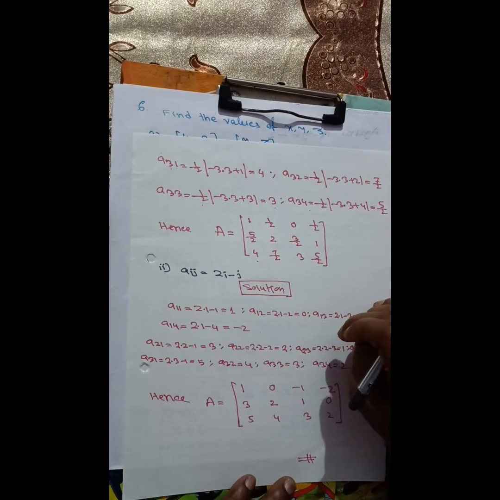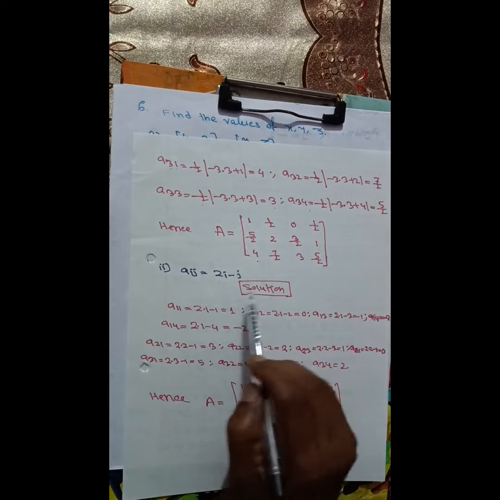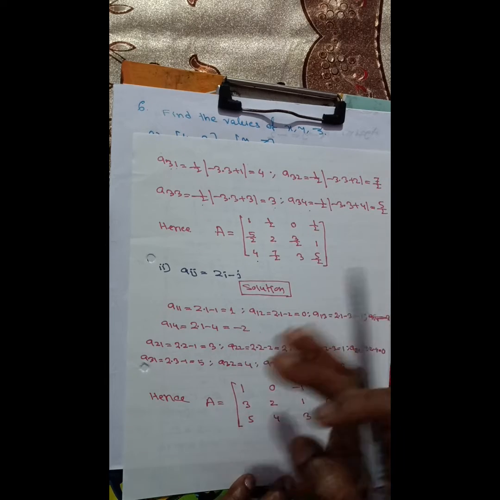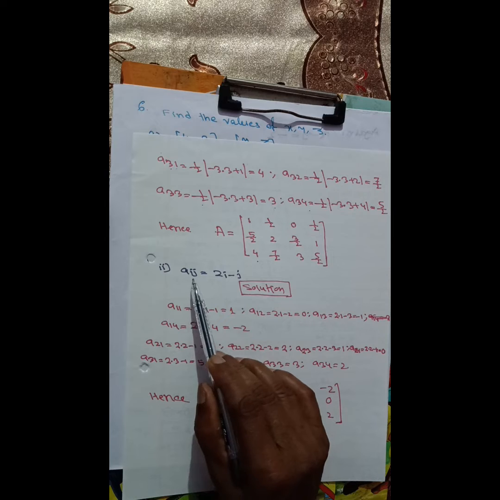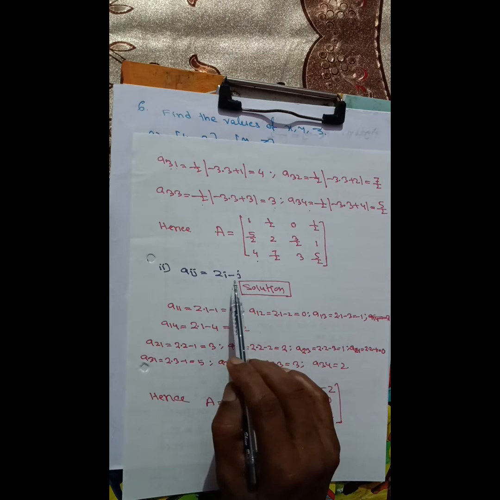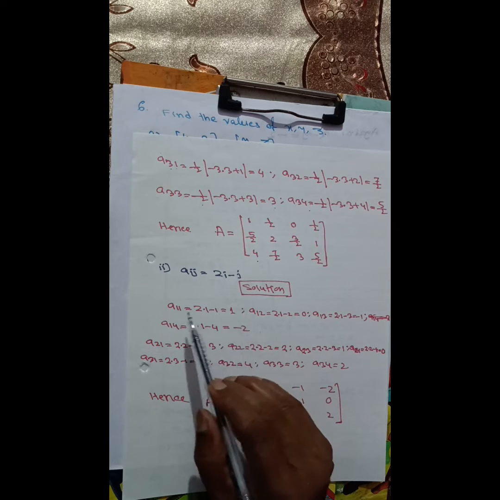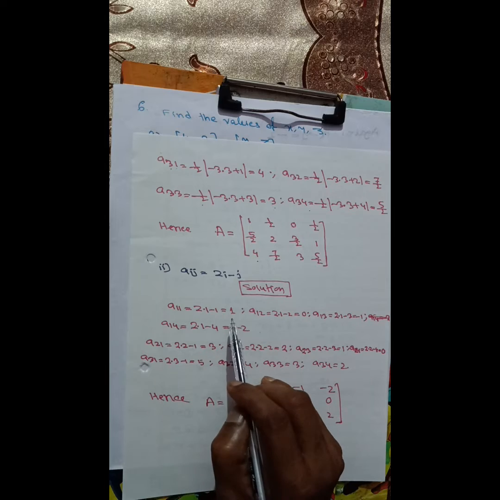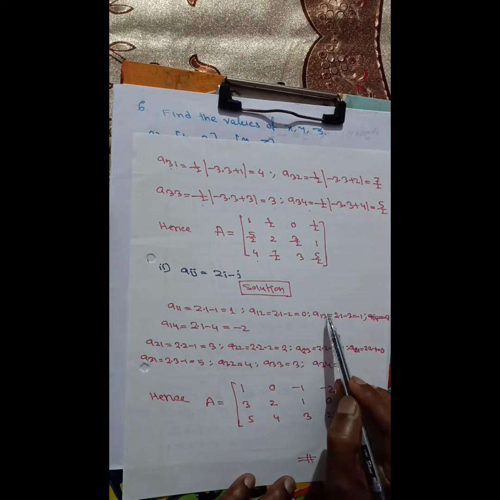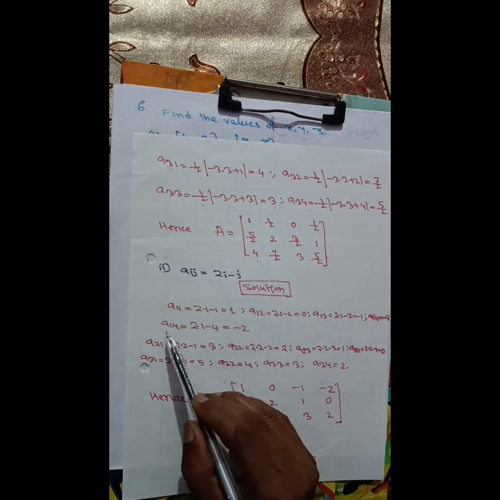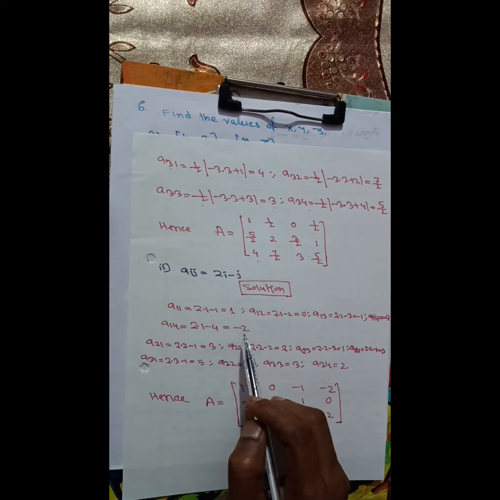Next, same question, only the relation is different. Now we have to construct the same type of matrix of 3 by 4. The relation is given, Aij equal to twice i minus j. If we put i equal to 1, j is equal to 1, we get 1. i is equal to 1, j is equal to 2, we get 0. i is equal to 1, j is equal to 3, we get 1. i is equal to 1, j is equal to 4, we get 2.